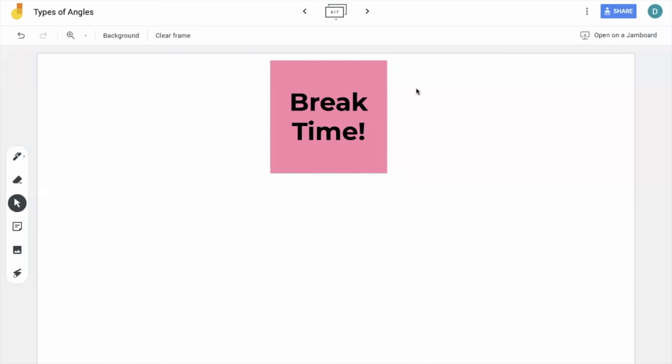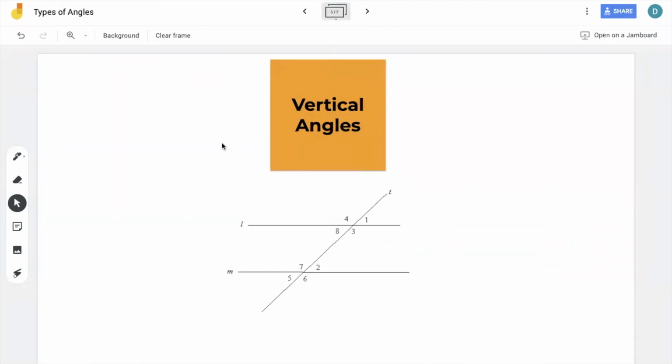All right, welcome back. I hope you enjoyed the break. Let's take a look at some more types of angles here. So this is the vertical angles. So like the corresponding angles, there are 4 different pairs of vertical angles on this figure here.